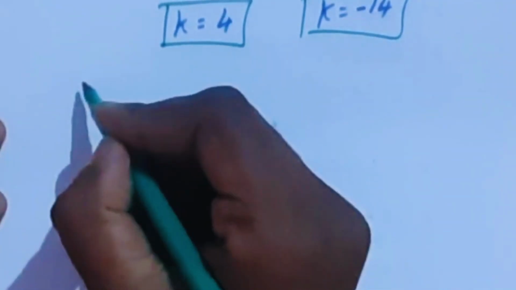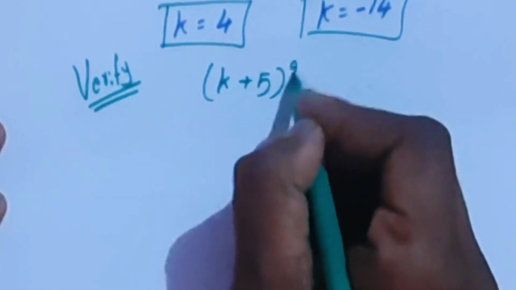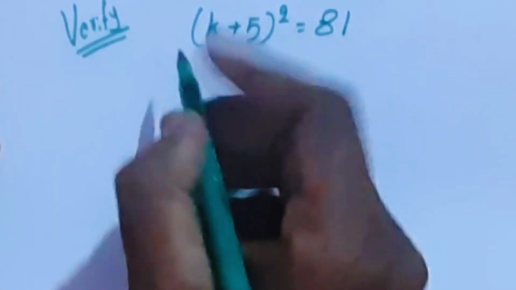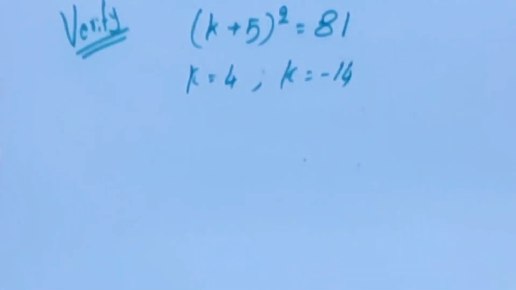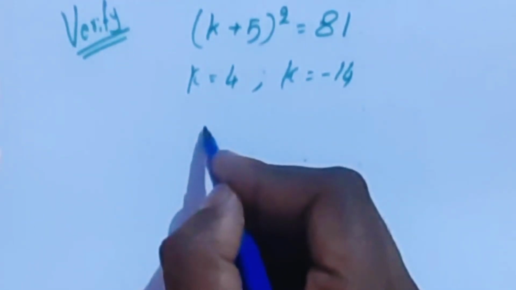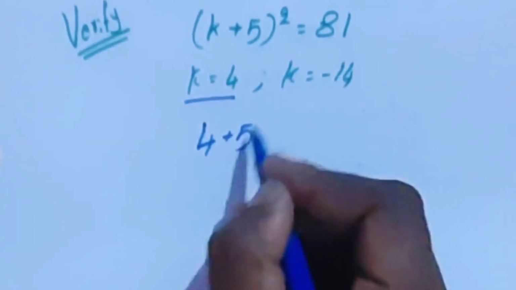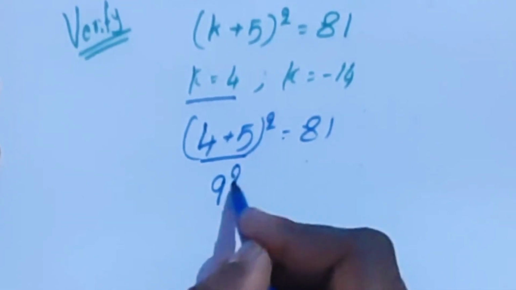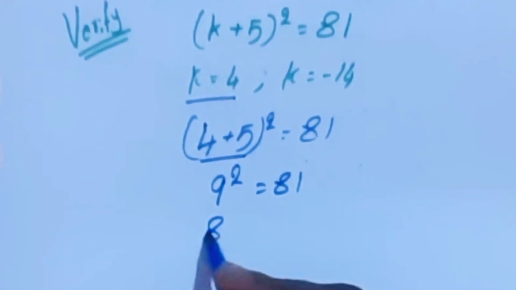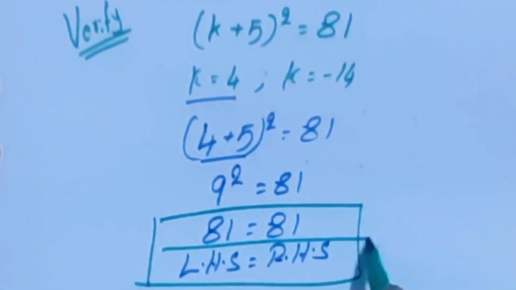Now we are going to verify this. Verify with the equation (k + 5)² = 81. Here the k values are k = 4 and k = −14. These two values we are going to apply in the equation and verify. So first, k = 4. (4 + 5)² = 81. This is the equation. Here 4 + 5 is 9², equal to 81. Here 9² is 81, equal to 81. So LHS equals RHS. Here we have verified.